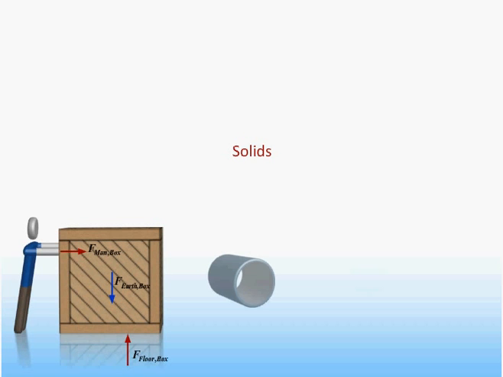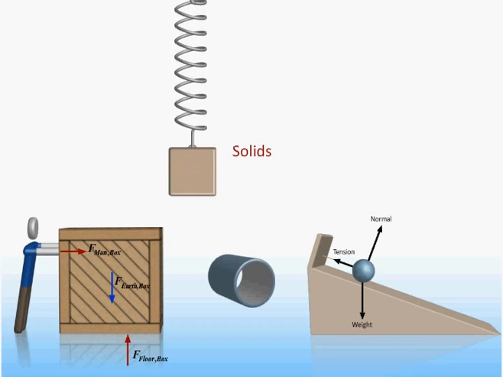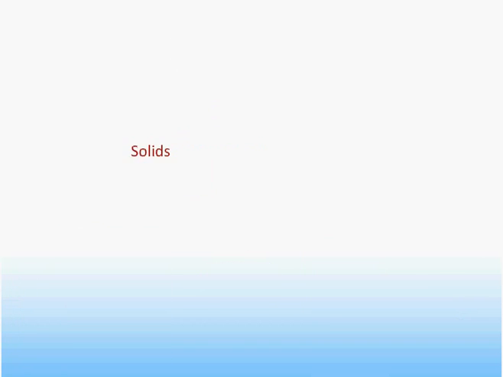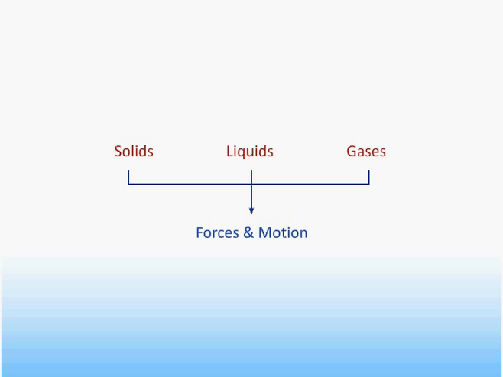So far in this course, we have focused on systems involving solid objects, boxes, cylinders, springs, and ramps, for example. We know that ordinary matter can also exist as liquids and gases, and we will devote the last two pre-lectures of this course to understanding the similarities and the differences between the three states of matter in the context of the central ideas in the course, namely forces and motion.